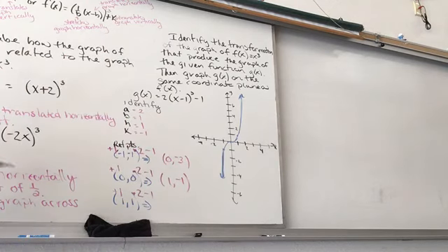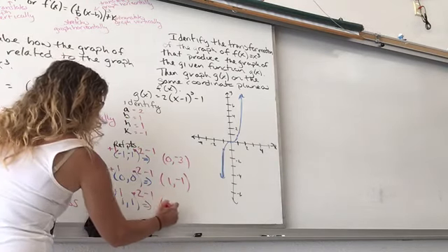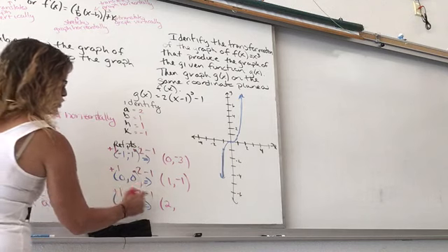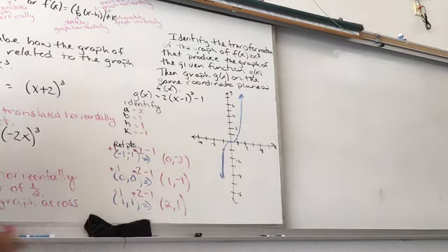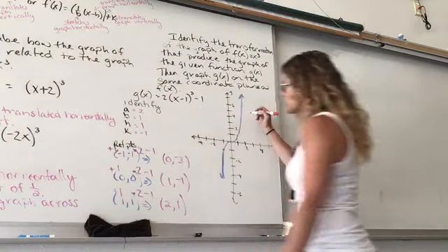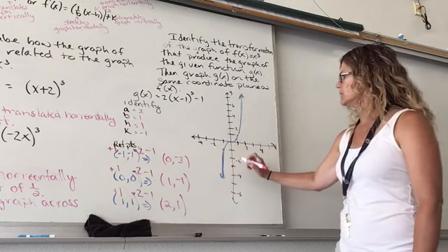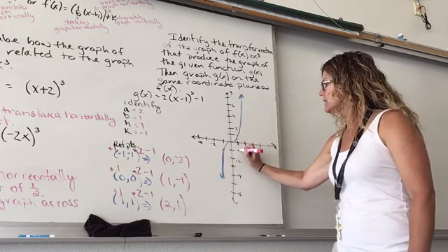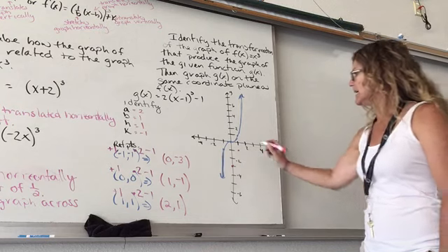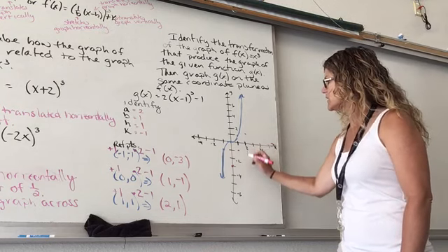And then 1 plus 1 gives me 2. 1 times 2 is 2. Minus the 1 gives me 1. The new points are the ones I want to graph. So I'm going to go over here to where my parent function was graphed, and I'm going to go 0, negative 3, 1, negative 1, and 2, positive 1.